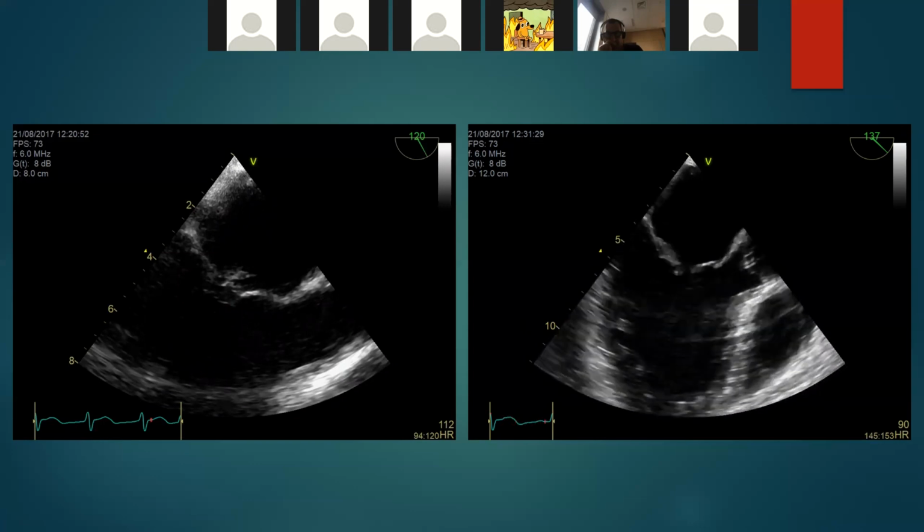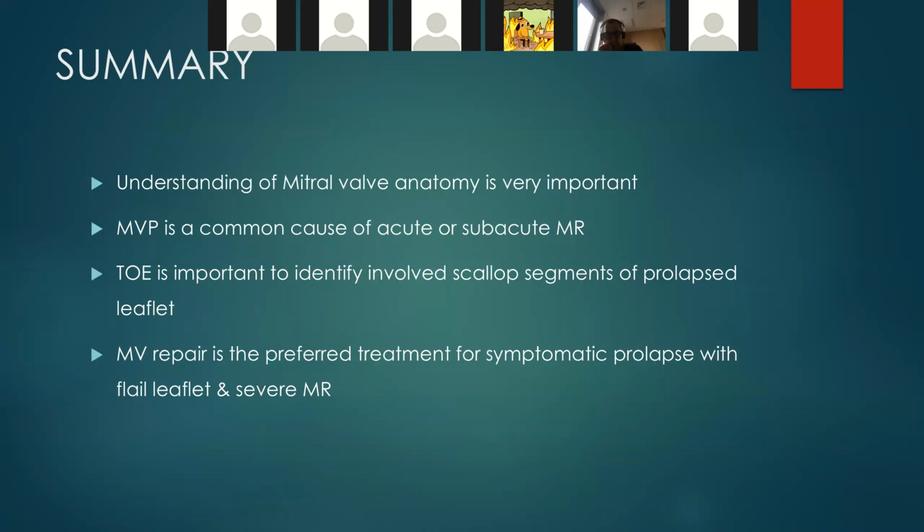Just to summarize, I think it is a tricky topic, but if we have a good understanding of mitral valve anatomy, then it's not that difficult. TOE is very important. As Jamal mentioned, we will always need to do TOE to make sure what scallops we are dealing with, and multiple areas of effort, and the choice in terms of treatment. Thank you. Any questions for me?